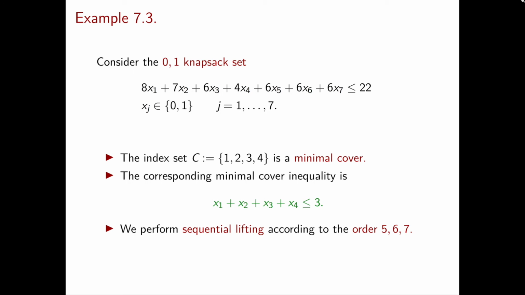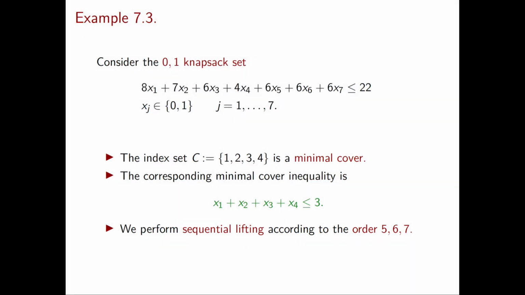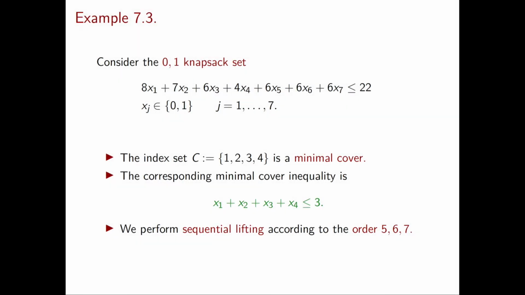As always, we look at a 0-1 knapsack set. Here it is. This example is very similar to the previous one, we just have more variables essentially. Now, in fact, it is a 7-dimensional problem. As before, 1, 2, 3, 4 is a minimal cover, and the corresponding minimal cover inequality is this one in green, x1 plus x2 plus x3 plus x4 less than or equal to 3. And now we perform sequential lifting according to the order, let's say 5, 6, 7.